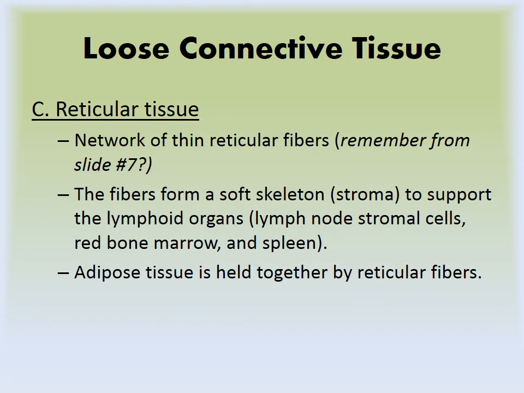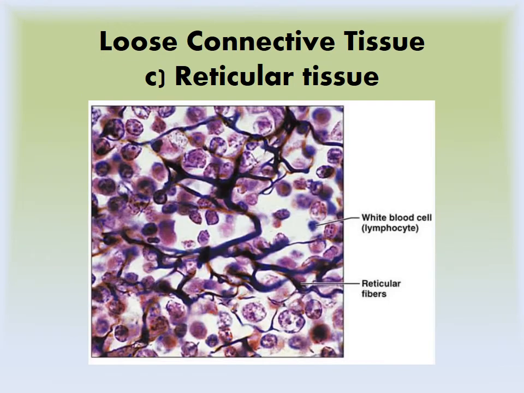And the last type of loose connective tissue is reticular tissue. It's a network of thin reticular fibers. We talked about this back on slide number 7. The fibers form a soft skeleton, which is the stroma, to support a lymphoid organ. So lymph node, stromal cells, red bone marrow, and spleen. Adipose tissue is held together by reticular fibers, and you'll probably see that in the next slide coming up.